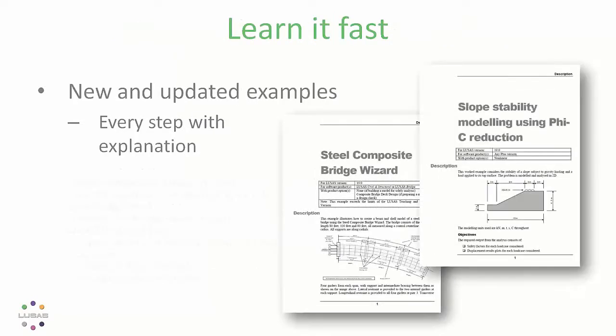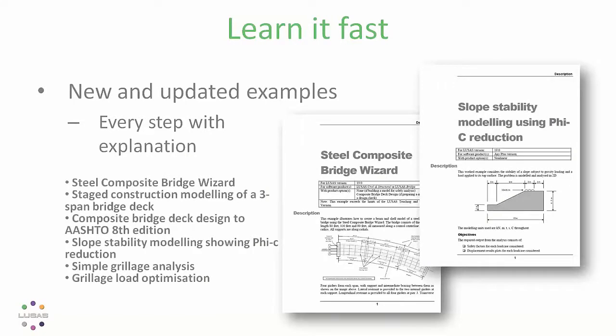Now, rather than just developing new software, we're always trying to make learning the software as easy as possible. So we've increased the number of examples we've got. Some of these are new examples, some are updated examples. Here we've got a complete list of the examples that have been changed in version 19. So we've got examples looking at the steel composite wizard. We've got a new slope stability example, so we're looking at a Phi-c reduction on that. So have a look at the examples. Even if you've used LUSAS for a long time, we're always updating the examples to include the new facilities.